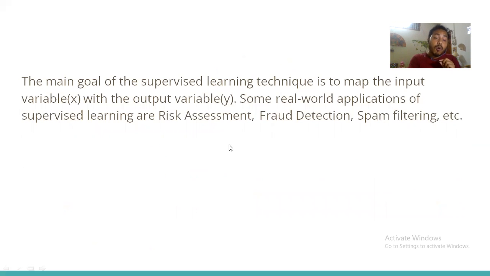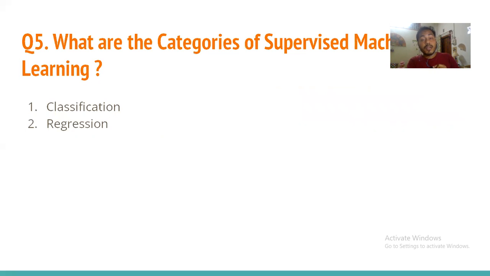So the main goal of the supervised learning technique is to map the input variable to the output variable, with some important applications like risk assessment, fraud detection, spam filtering. Okay. Now, what are the categories of supervised machine learning technique? Usually there are two: classification and regression.